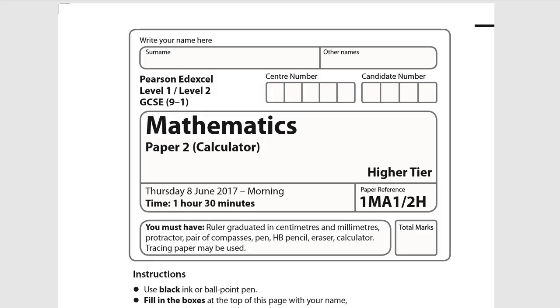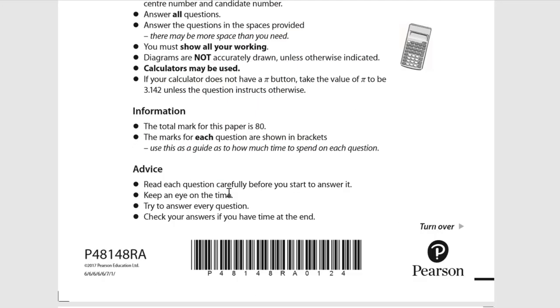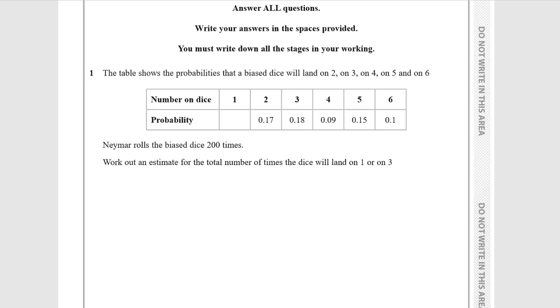This is the Pearson's Edexcel GCSE Mathematics Paper 2 Calculator Higher Tier Paper for the summer June 2017 exam. So let's start with question 1.